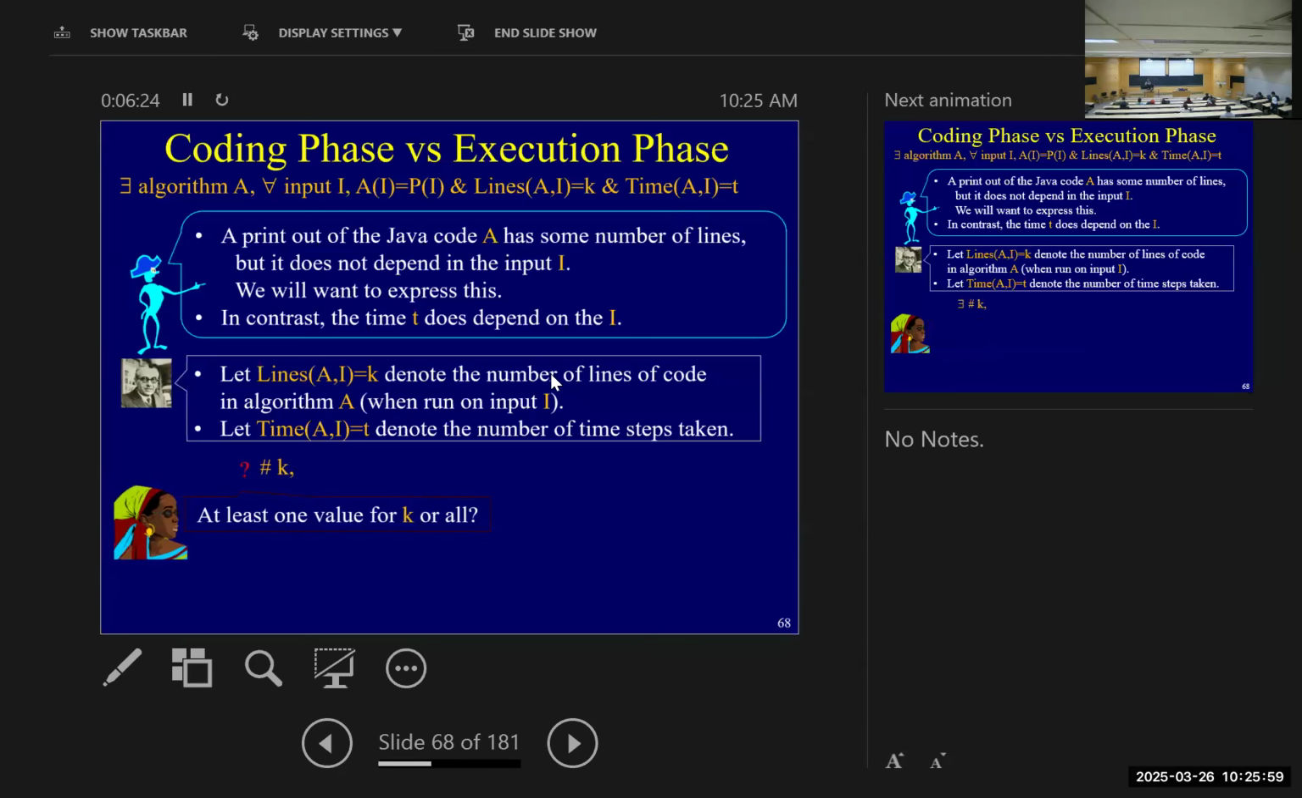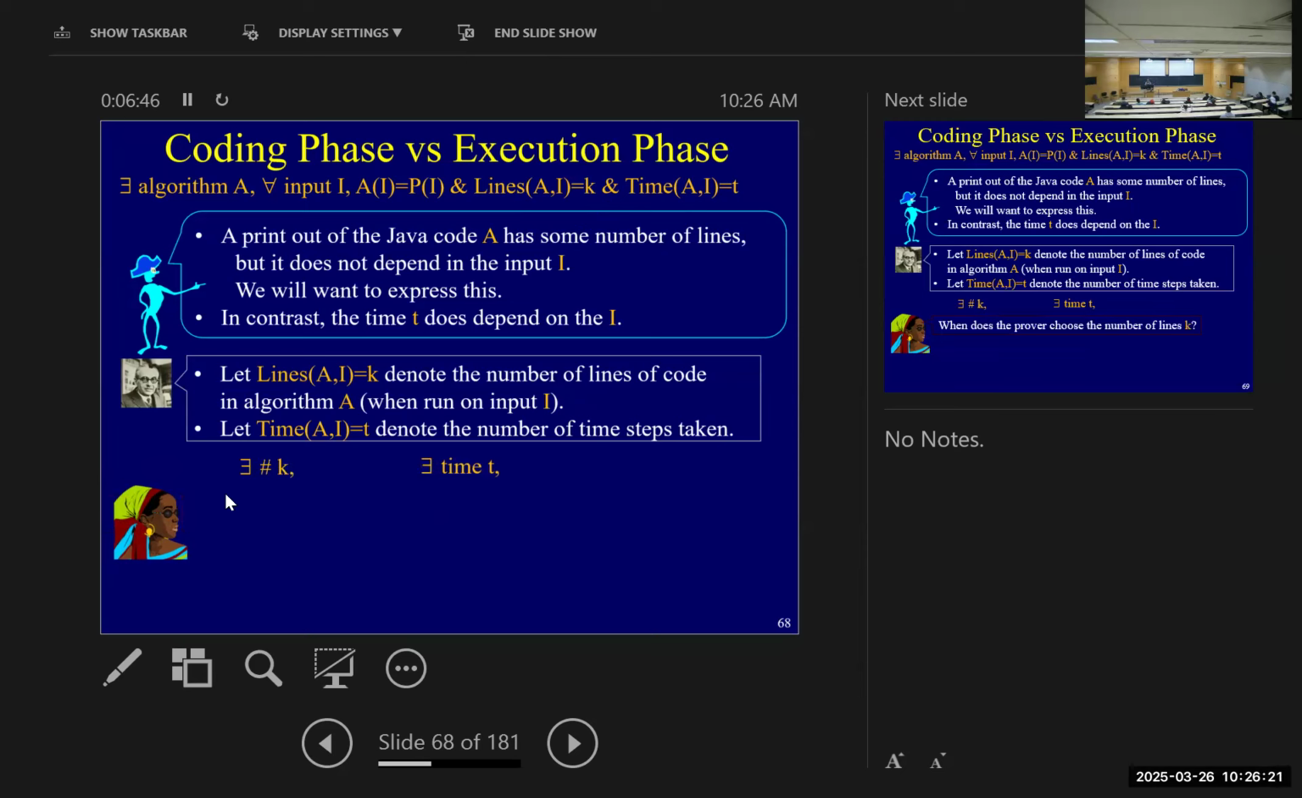And now, do we want this to be true for all Ks? Is this going to equal K for all K? No, there's one K. And time, does it work for all time? No, there's one halting time, all right?